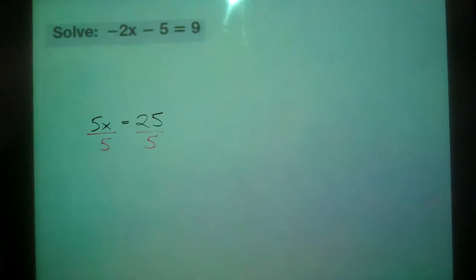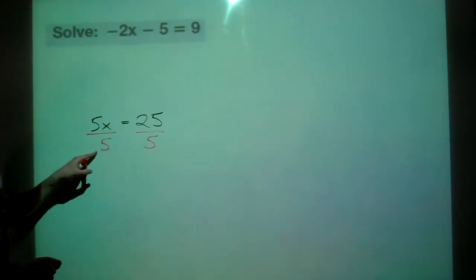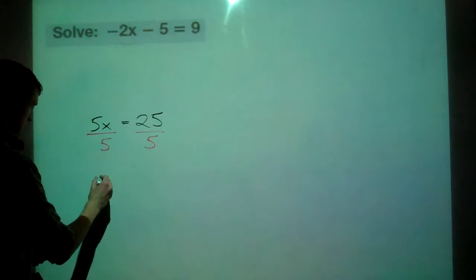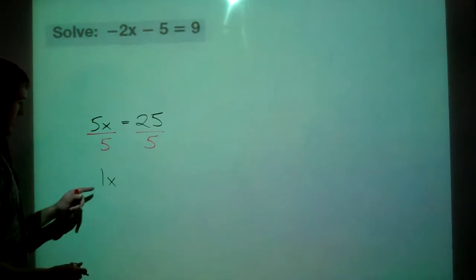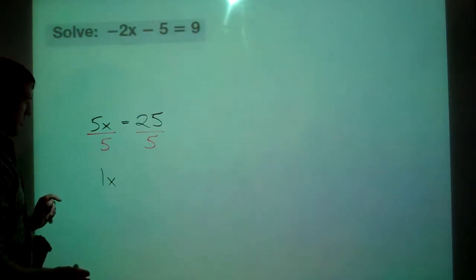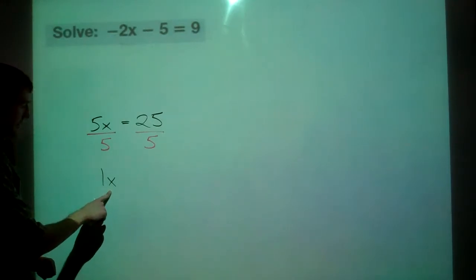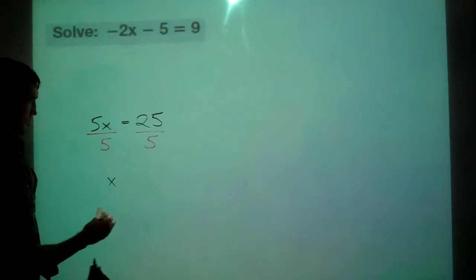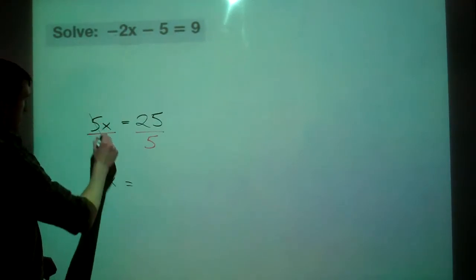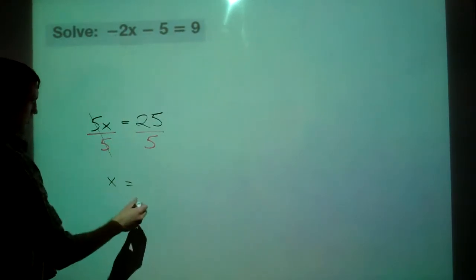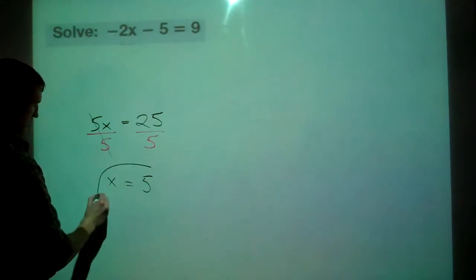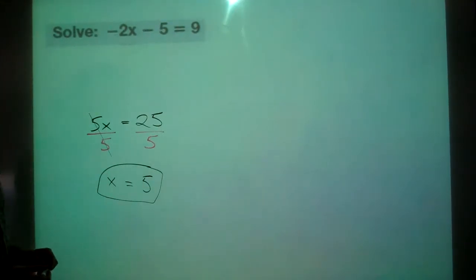And we would be able to see that 5 divided by 5 is 1. 1x. You don't have to have the 1 there. We've talked about that before, but that's okay. We've now singled x out. We only have 1x. I'm going to leave it just as x. And 25 divided by 5 is 5. And that's how we would do that.